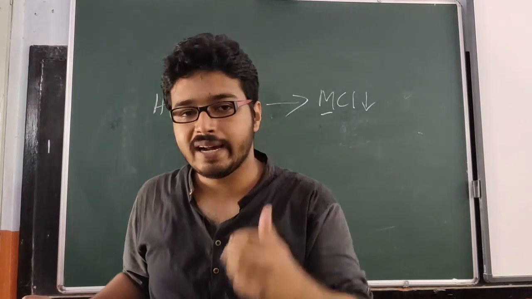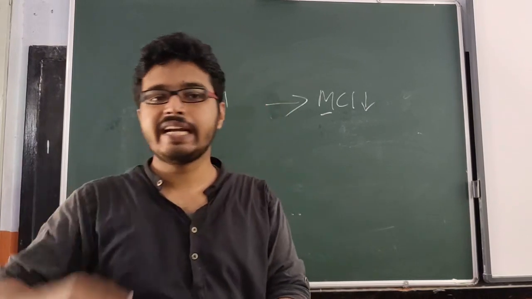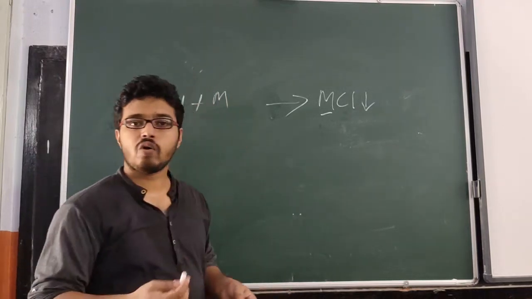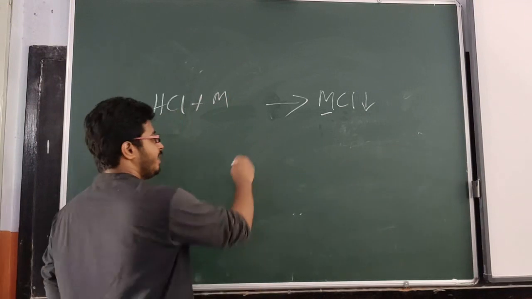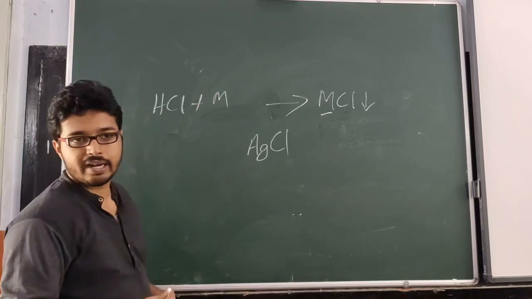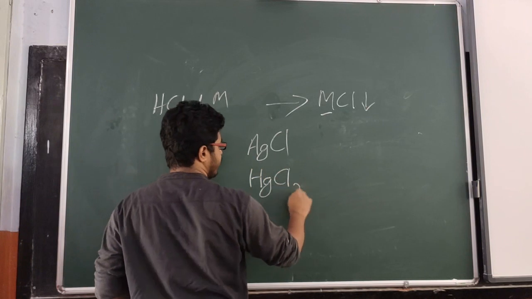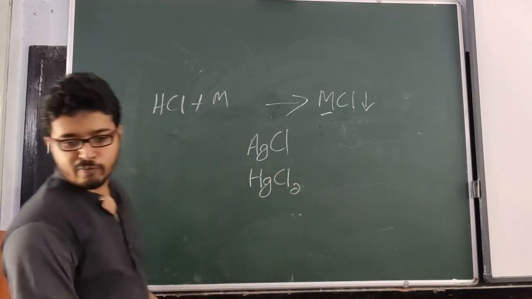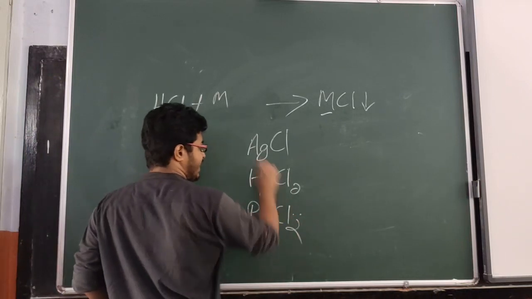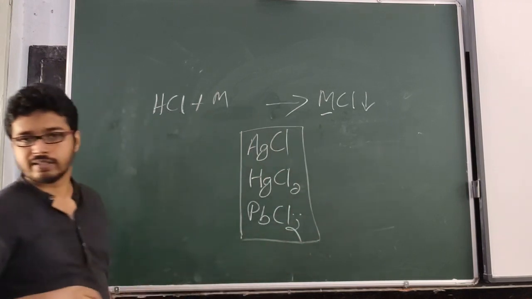When we are analyzing all the properties of metal chlorides, there are only a certain number of metal chlorides that are insoluble in water. The list of metal chlorides that are insoluble in water: the major one is AgCl, that is silver chloride. The next one is HgCl2, that is mercury chloride, and one more is PbCl2. These are the three chlorides that are insoluble in water.